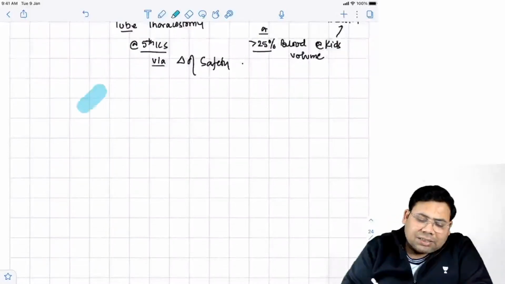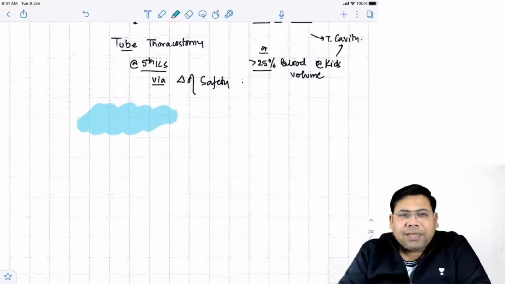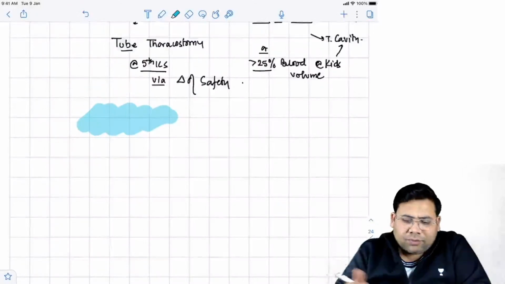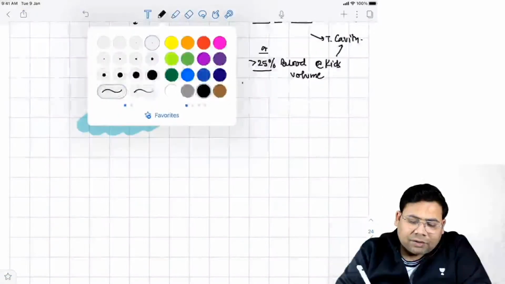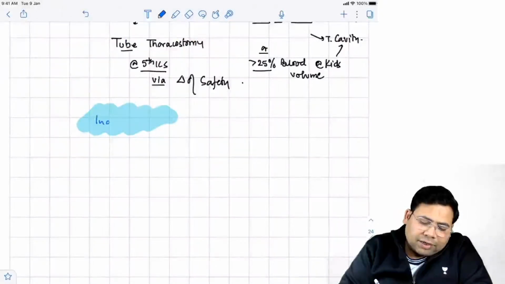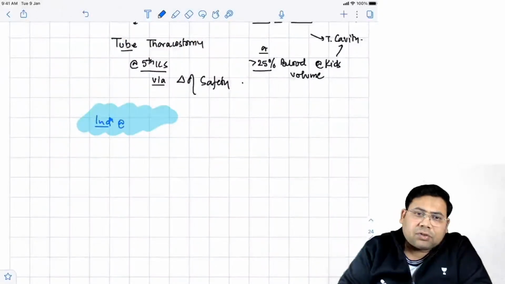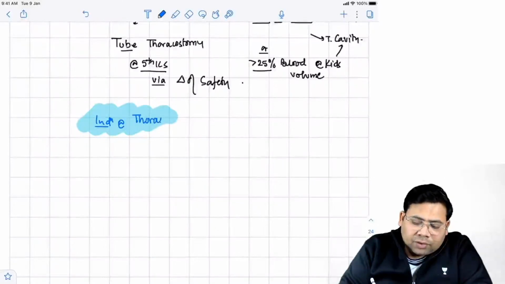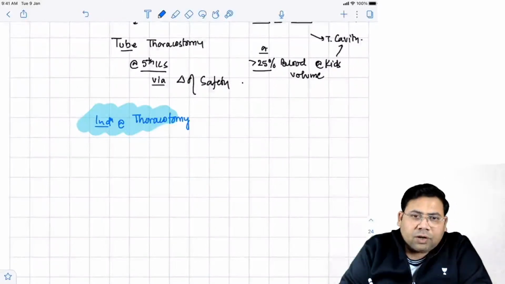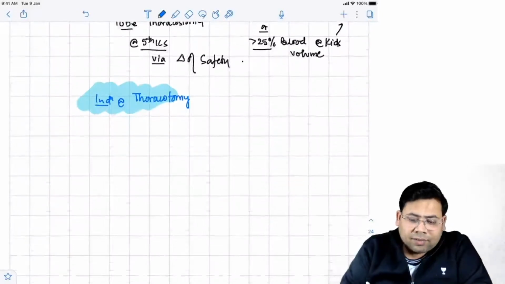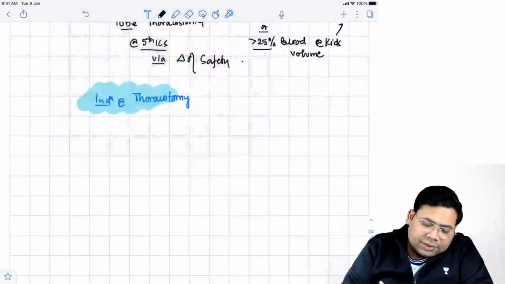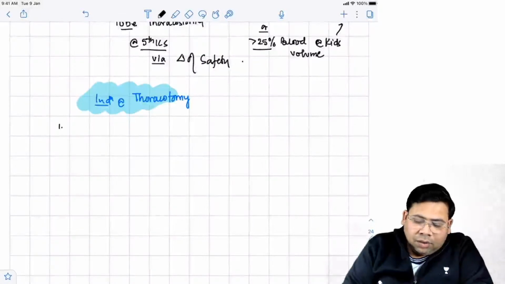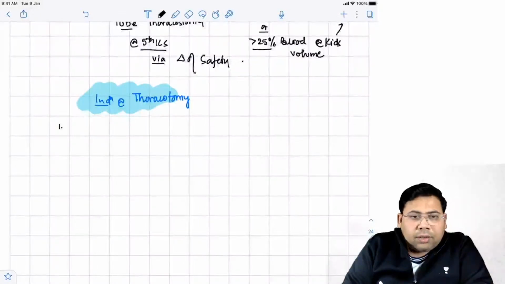But now there are certain instances when you cannot manage the patient with tube thoracostomy. So let us try to understand that also. What are the indications of thoracotomy? What do you mean by thoracotomy? Opening up of the thorax. The first indication is in case of massive hemothorax.